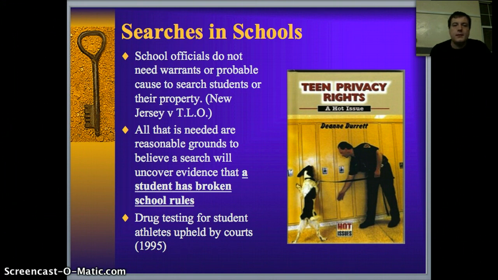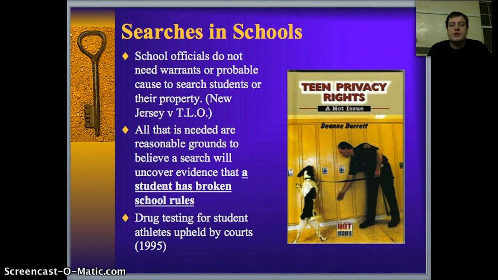Otherwise put, police officers need a very high threshold of evidence to determine probable cause and to do a search. However, in a school setting, school officials only need reason to believe that a student has broken school rules in order to justify a search. Very different thresholds.